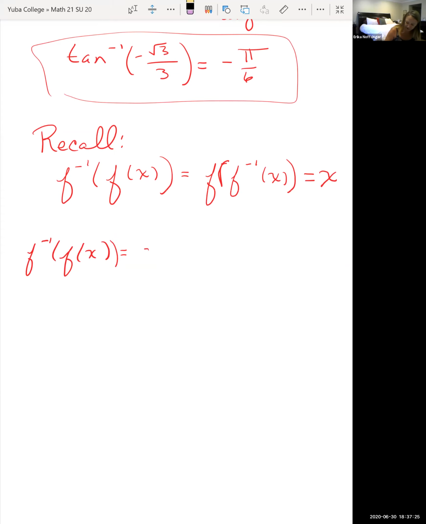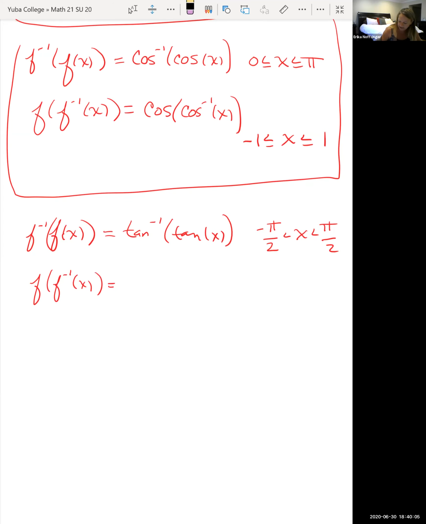And then f of f inverse of x, which is equal to tan of tangent inverse of x. Our x values, well, x values for tangent was negative infinity to infinity for the range, which is the domain of our inverse function. So x values can be anything, any real number.